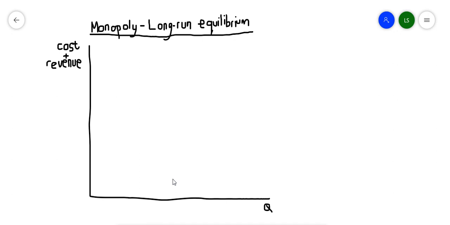All right, so when we draw the monopoly in the long run, remember we have to start with our recipe. We follow the same recipe that we used for the perfect market. And step 1 is that we have to draw demand, average revenue, and marginal revenue. Just remember, in the monopoly, his demand curve has a negative slope, because his demand curve is the market demand curve, and the market demand curve always has a negative slope.